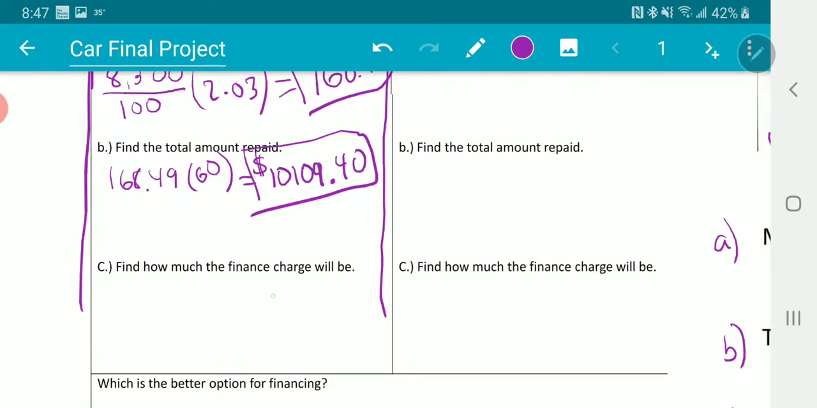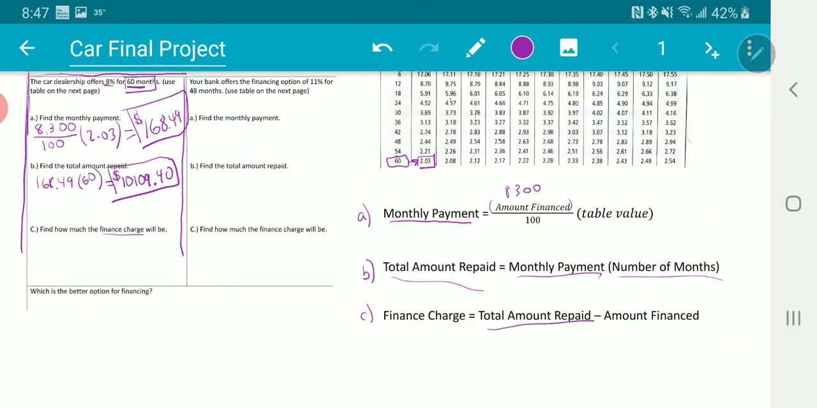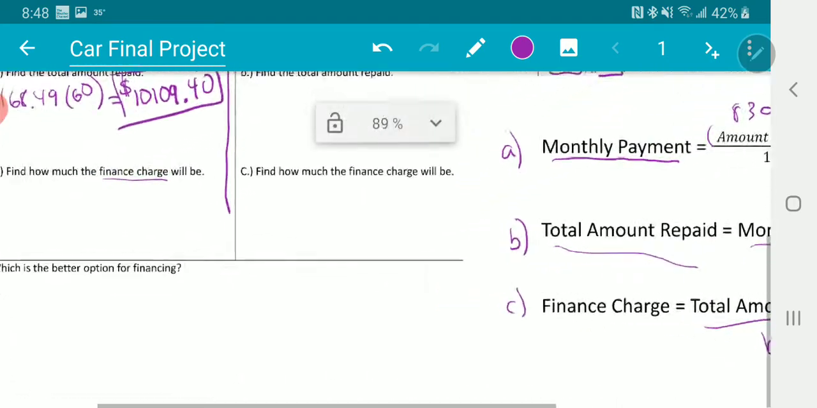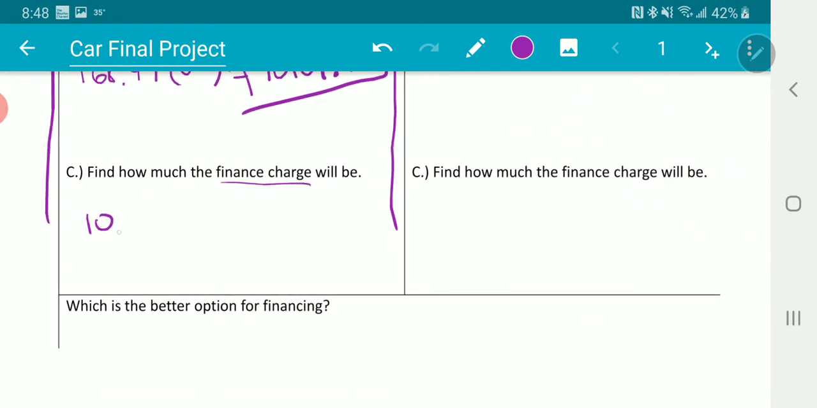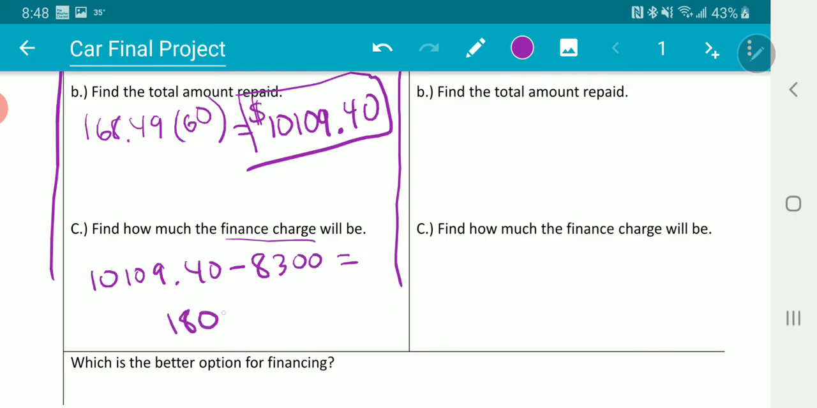And last but not least, how much is the finance charge? Okay, so finance charge is my total amount repaid minus my amount financed. We just found this. This was part B minus that cost. Okay, so part B, $10,109.40 minus that 8,300, which means I have a finance charge of $1,809.40. That's how much money went to interest, okay?